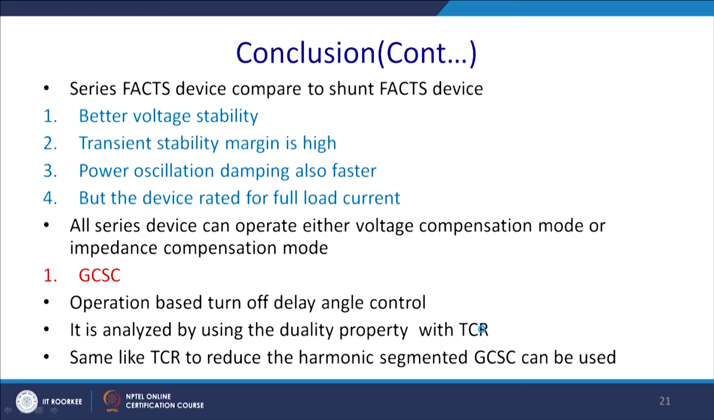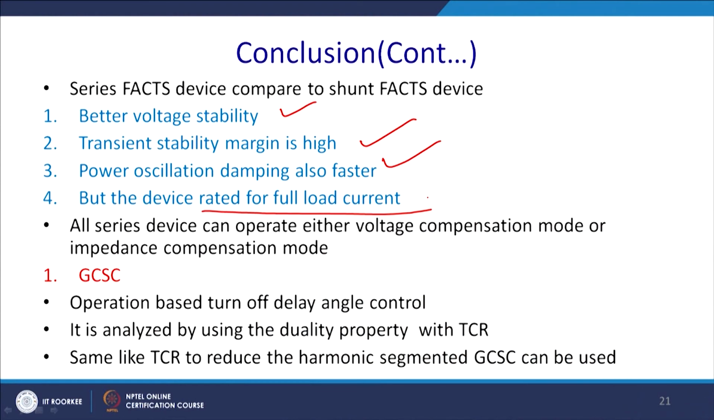So, what can the series FACTS device do? It provides better voltage stability and transient stability margin. We have discussed all those issues in series compensation, power oscillation damping, but one of the basic disadvantages is that the rating has to be in series. So, it sees the total voltage and the current rating. The device will be rated for the full load current.